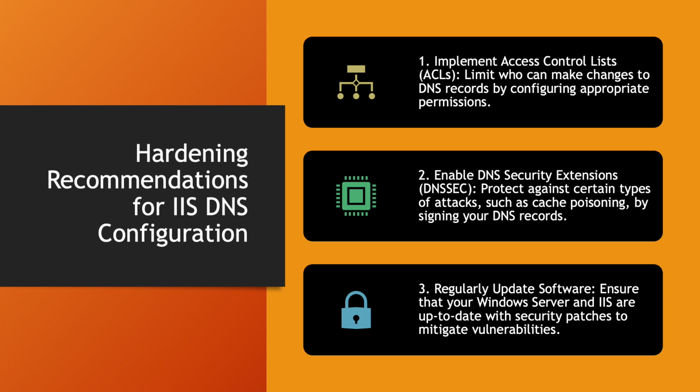Hardening recommendations for IIS DNS configuration. One, implement access control lists. You can limit who can make changes to DNS records by configuring appropriate permissions. Two, enable DNS security extensions. These protect against certain types of attacks, such as cache poisoning, by signing your DNS records. And three, regularly update software. This ensures your Windows Server and IIS are up to date with security patches to mitigate vulnerabilities.